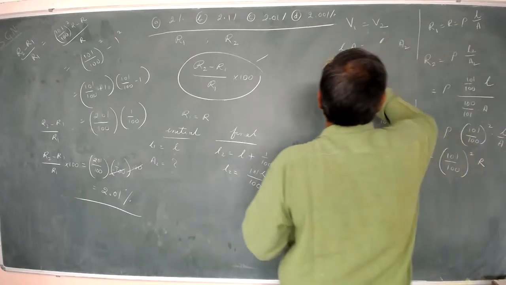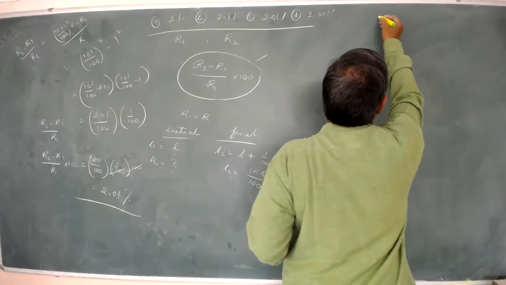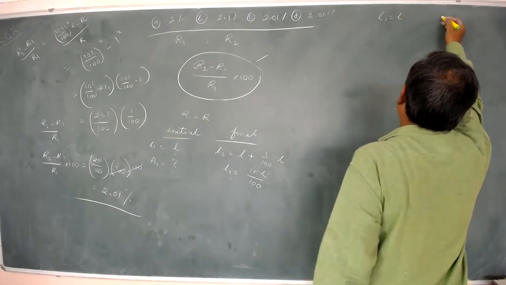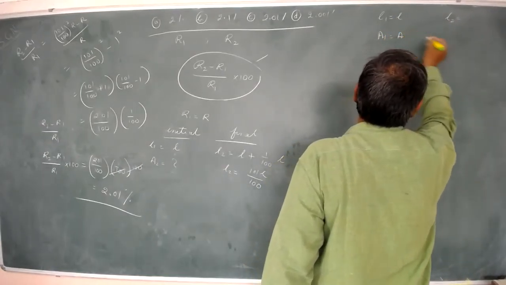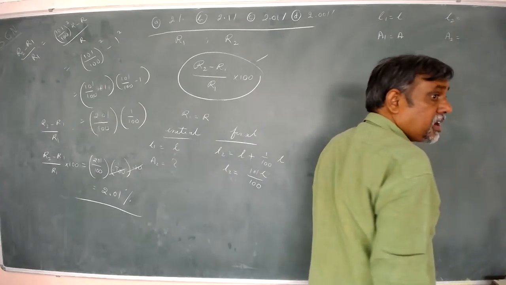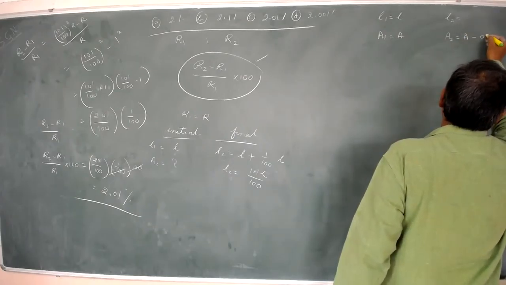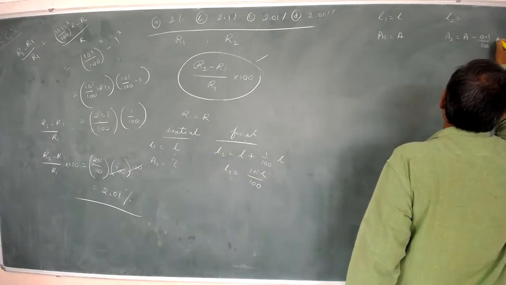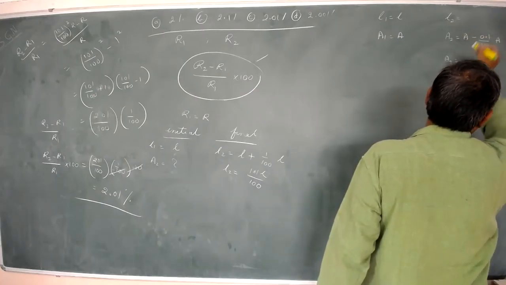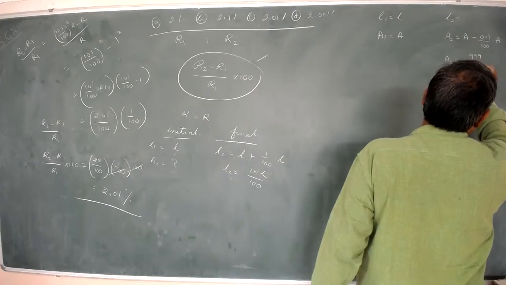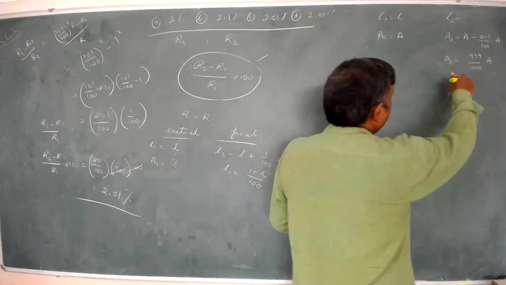Very good. So look at this again. Initial length is L. Final length is how much? We don't know. Initial area of cross section is A. Final area of cross section, reduced, means A minus 0.1/100 of initial. A2 is equal to 999/1000 of initial.